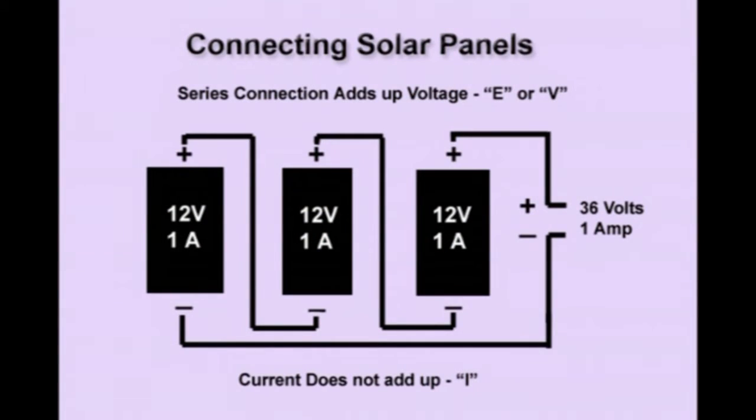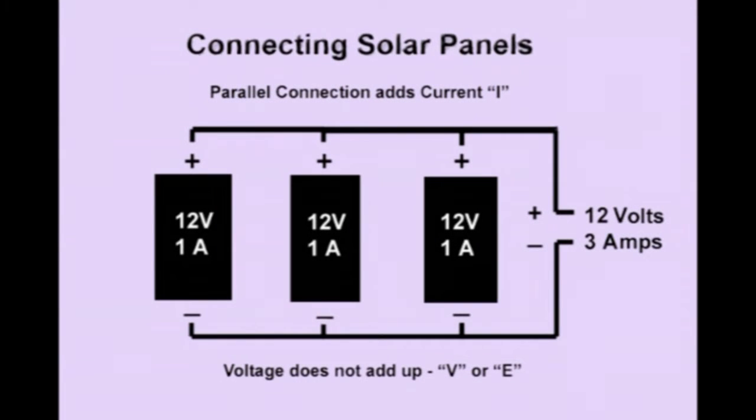Let's say we have three 12-volt and 1-amp panels, and we connect them in series by taking the plus of one, connecting it to the minus of the other. If they're 12-volt 1-amp, this would give us 36 volts, but still only at 1-amp output. If we take those same panels and connect them in parallel by putting all the pluses together of the panels and all the negatives together, we would then add up the current to have 3 amps total output at still 12 volts.